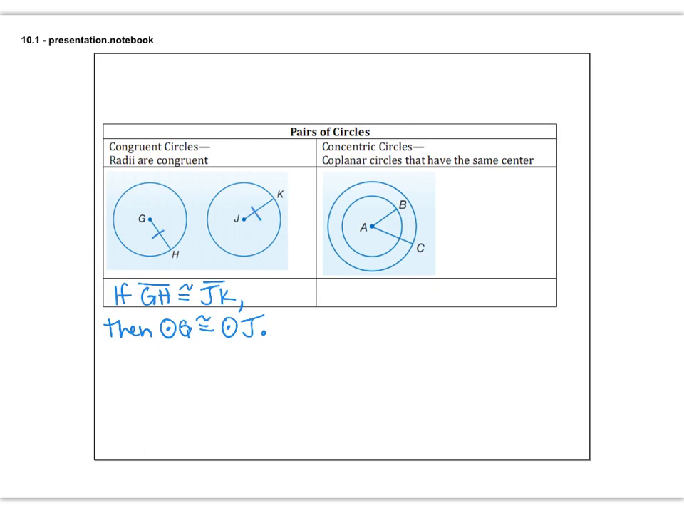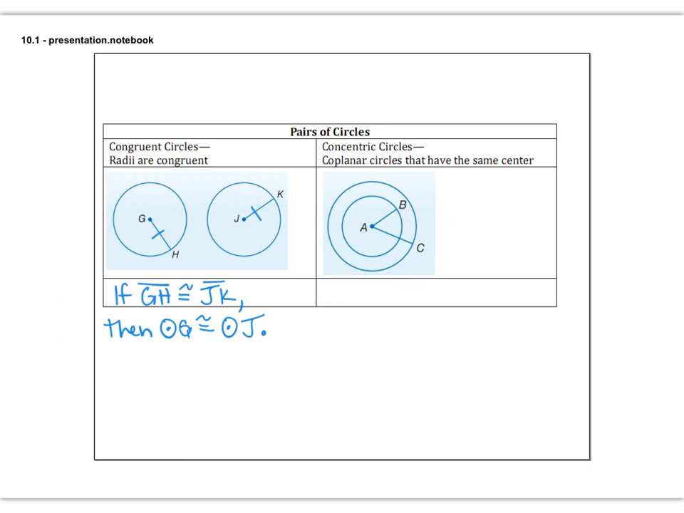Concentric circles is a term you should know. Concentric circles are coplanar circles that have the same center. In other words, it's like a bullseye. It's like circles inside of circles. The problem with concentric circles is sometimes it's hard to tell. Like if I was just going to have you look at this picture right here and say, do you see circle A? You might have a hard time explaining what circle I'm talking about.